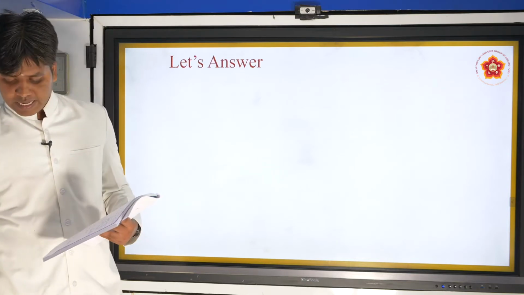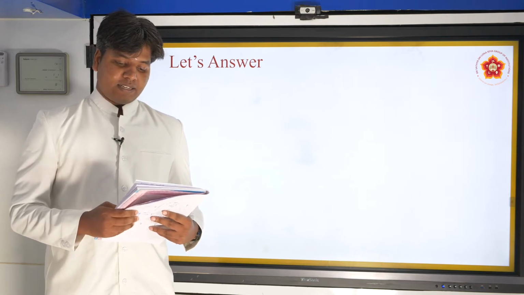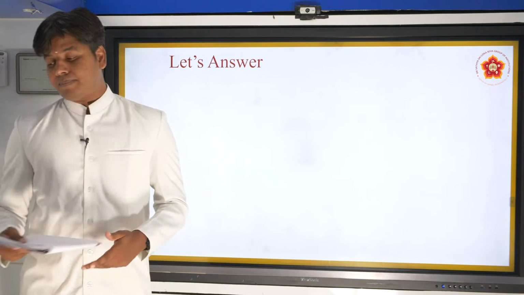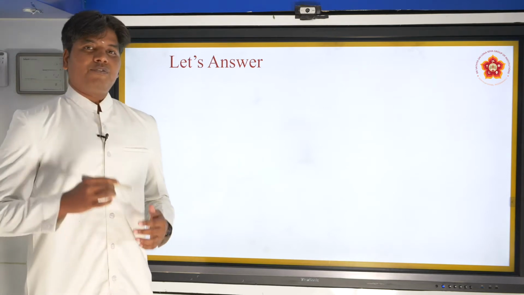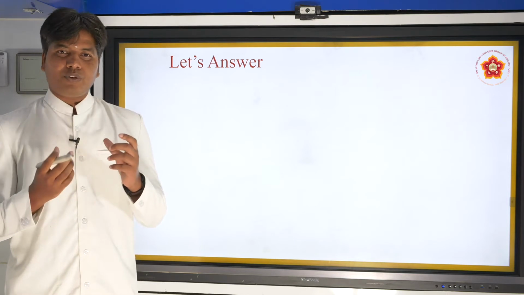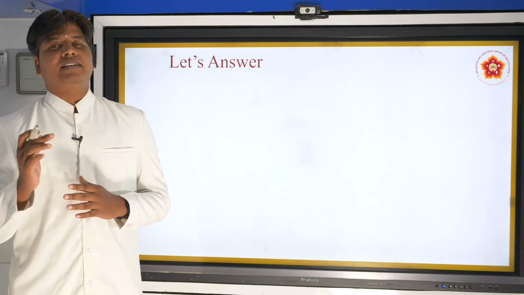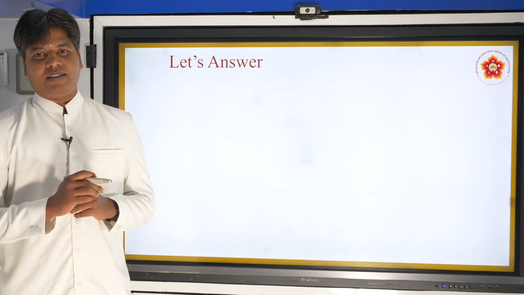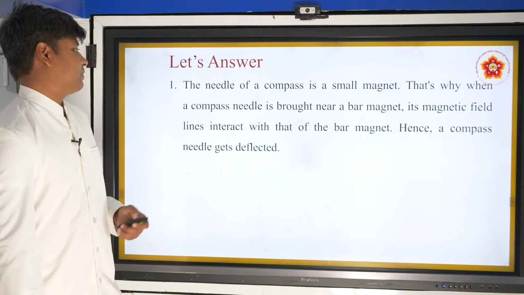What is the first question I have given you? Why does a compass needle get deflected when it is brought near a bar magnet? So he is asking, when you bring a bar magnet near a compass, or a compass near a bar magnet, why is the compass getting deflected? Now let us see the answer and I'll explain it to you.